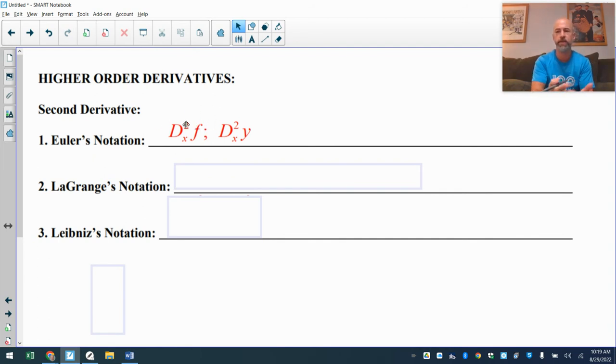I do want to show it to you because it may show up in textbooks or on multiple choice questions or something like that. We will live on Lagrange and Leibniz for most of the year, and we'll never see the Newtonian, the Newton method. So there's Euler's notation. Lagrange would just be f double prime of x, f double prime, and that's one that I think we have seen already.